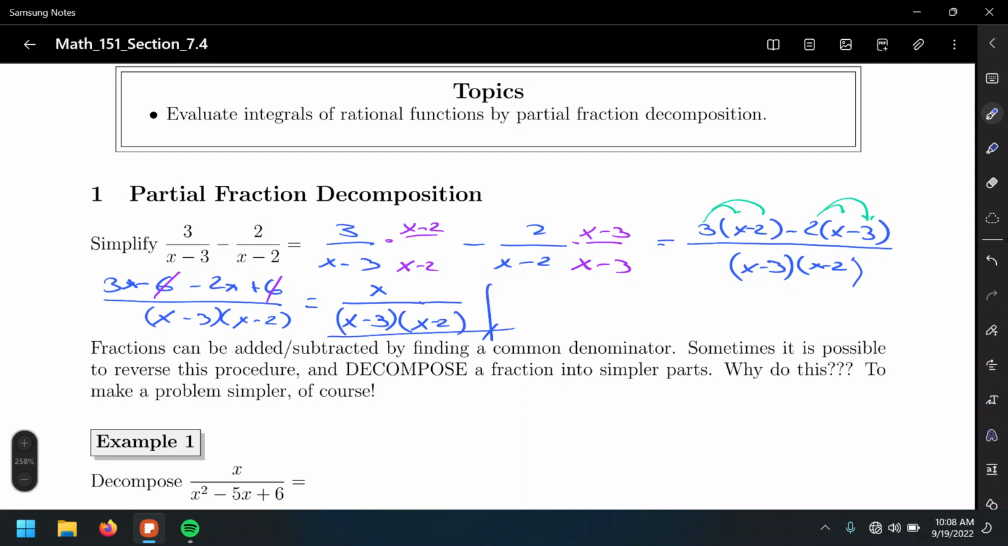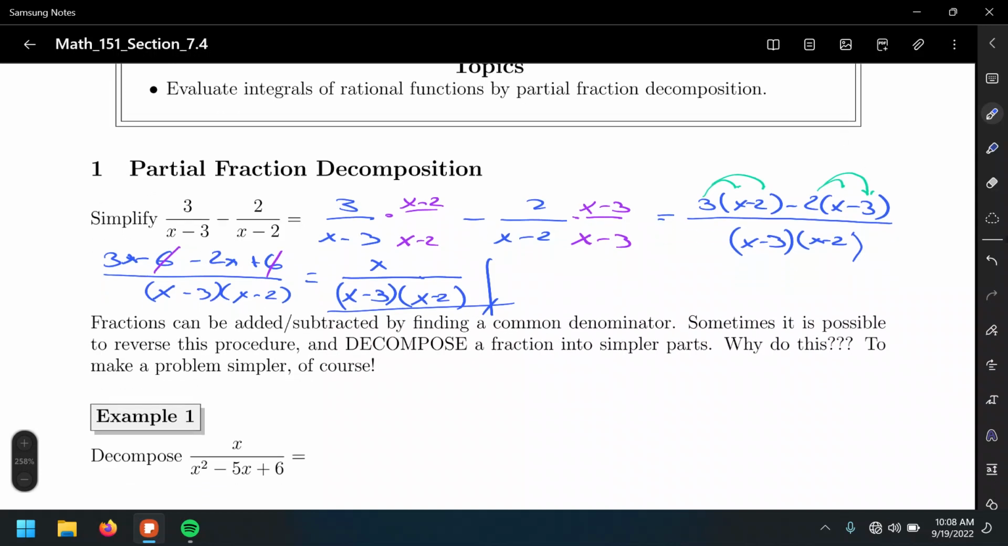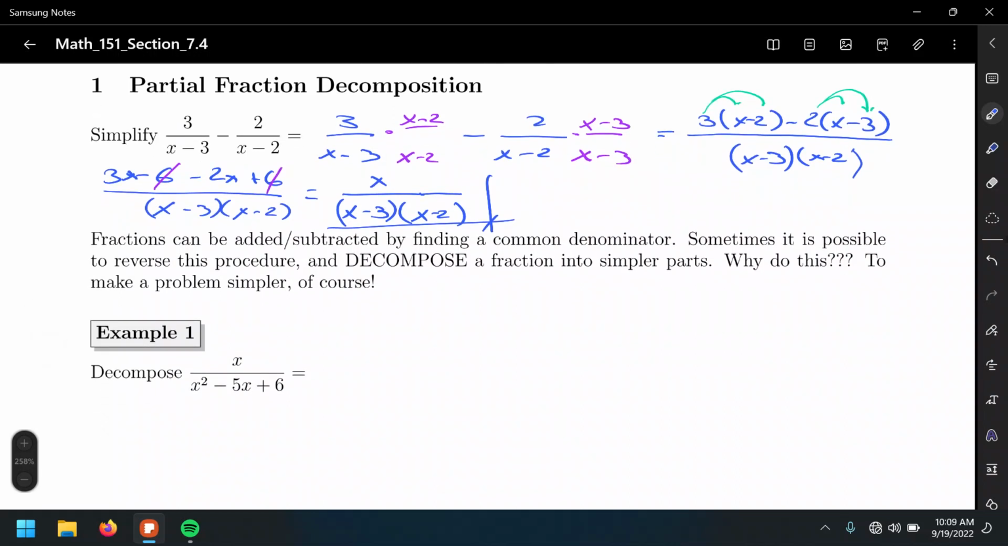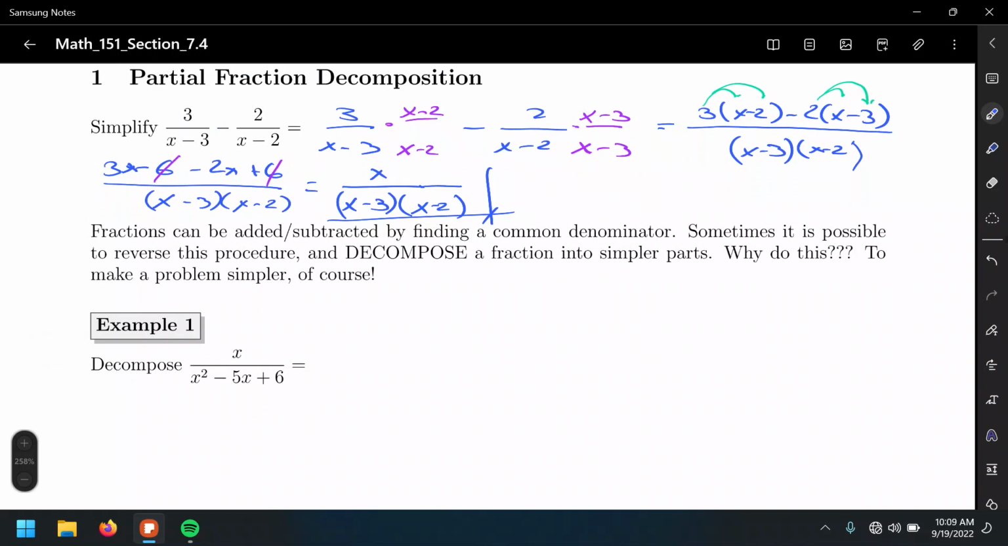Now, for this section, what we're going to do is the backwards process of combining these fractions together, and that's what we call partial fraction decomposition. Alright, so this is what we're going to do. Decompose x over x squared minus 5x plus 6. Number one, every time we have a partial fraction decomposition problem, our first thing to do is to factor the denominator. And that's what gives rise to the many different partial fractions.